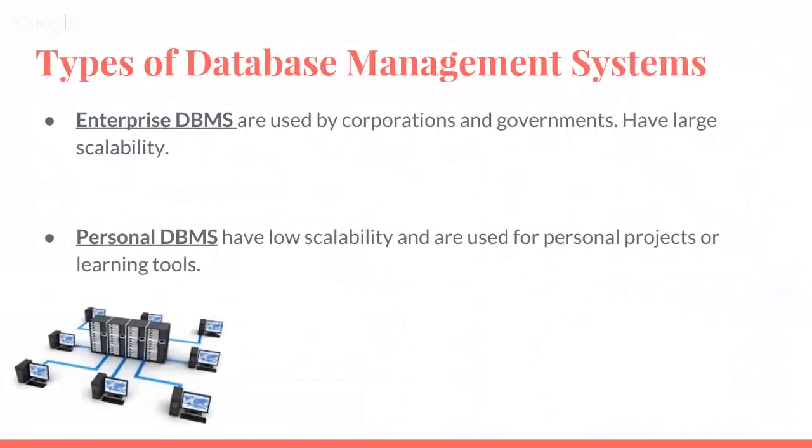So what are just some types? Well, the 2 basic types are enterprise database management systems or personal database management systems. So enterprise systems are used by large corporations and governments. And these are used by governments and corporations because they have a large scalability. Personal database management systems have low scalability, and they're used for personal projects or for learning tools, such as teaching yourself more about how databases work.